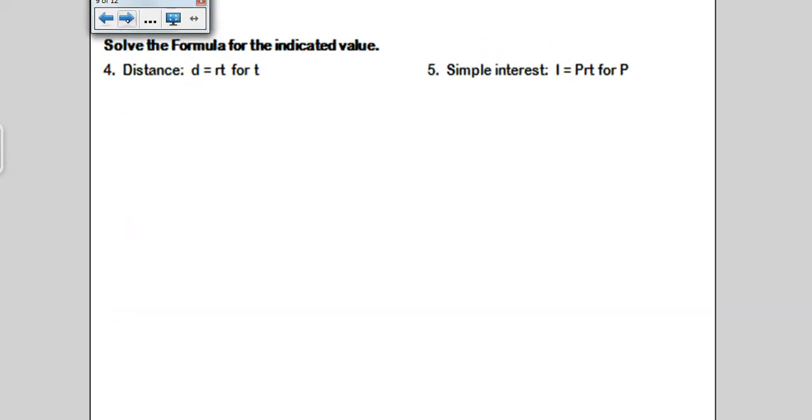Moving along. A common formula in math is distance equals rate times time. And if we're going to solve for t, that's actually really easy. Rate times time, so the opposite of multiplying is just to go ahead and divide by the rate. So your final answer is time equals distance divided by rate.